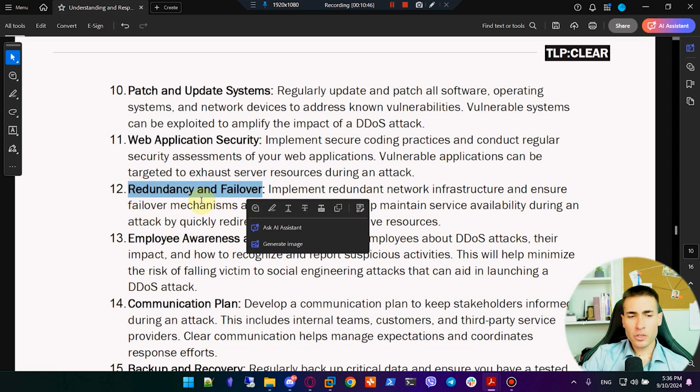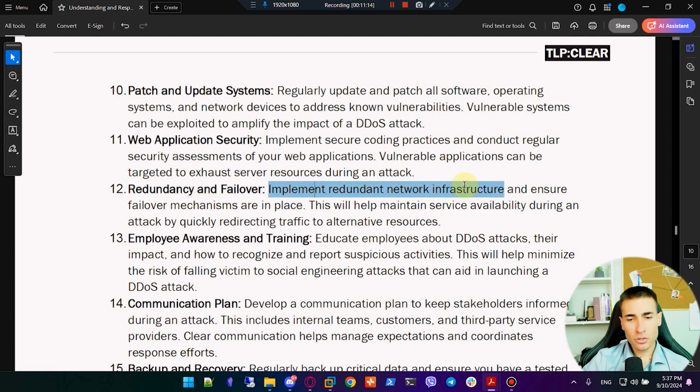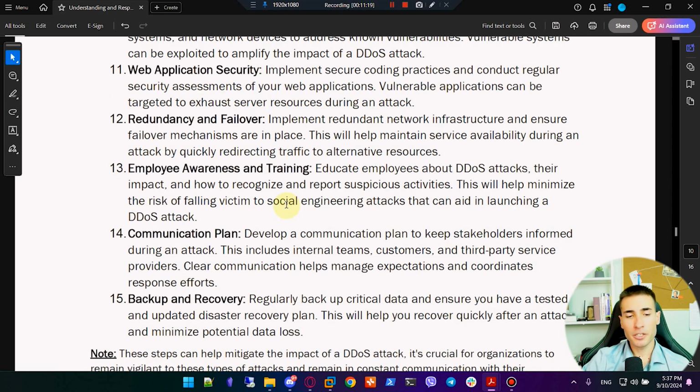Redundancy and failover. It's really important to have redundancy and failover. Why? Because what's going to happen if your load balancers stop working? What's going to happen if the DNS servers stop responding, the DNS system? What's going to happen if your internet provider just cuts your connection? You have to have a secondary, apart from the primary, to handle those scenarios so that the business continuity is not going to be affected. So we have to implement a redundant network infrastructure and ensure failover mechanisms are in place.